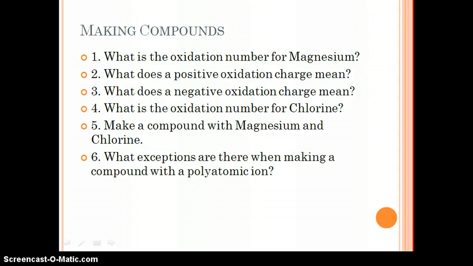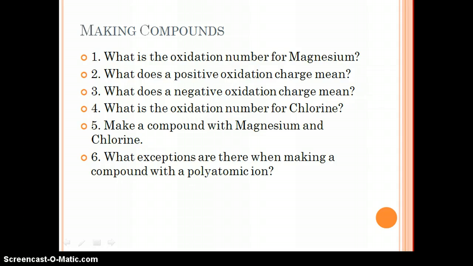So number 1, what is the oxidation number for magnesium? Number 2, what does a positive oxidation charge mean? Number 3, what does a negative oxidation charge mean? Number 4, what is the oxidation number for chlorine? Number 5, make a compound with magnesium and chlorine. And number 6, what exceptions are there when making a compound with a polyatomic ion?